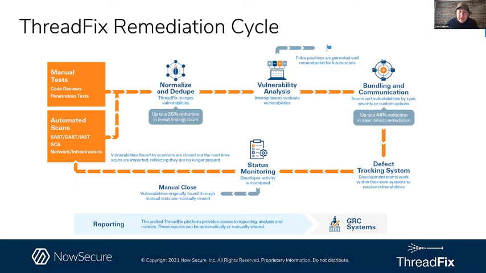From that, Threadfix is going to monitor the status of those defects, so that from within Threadfix, you can see when the development teams register that they think they've closed out a ticket, so that you can then go and retest to identify were they successful in doing that. And then the whole cycle starts all over again with the next build.